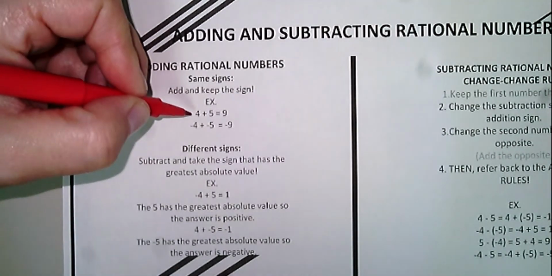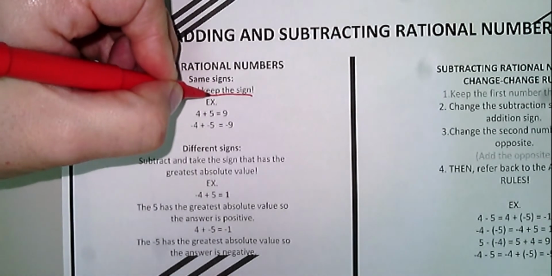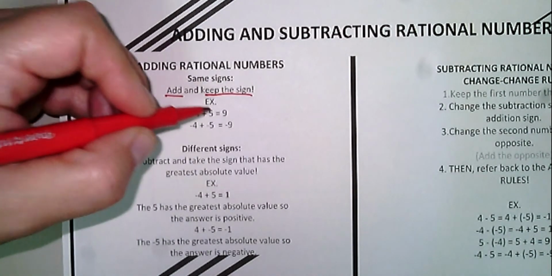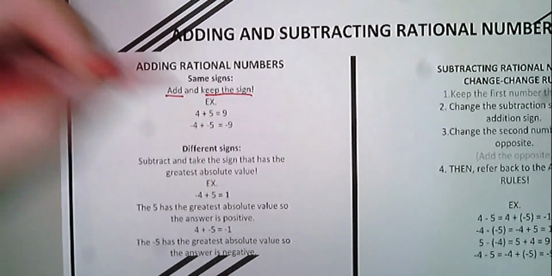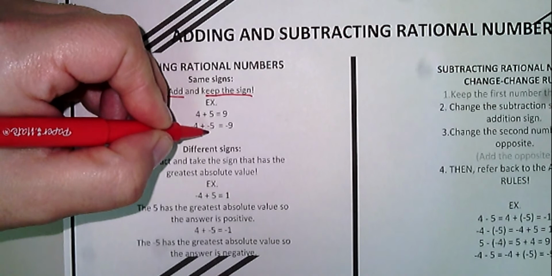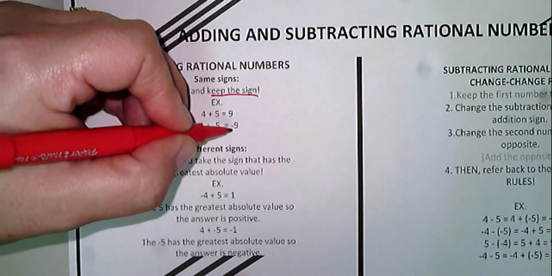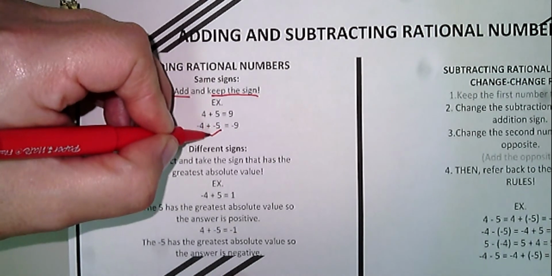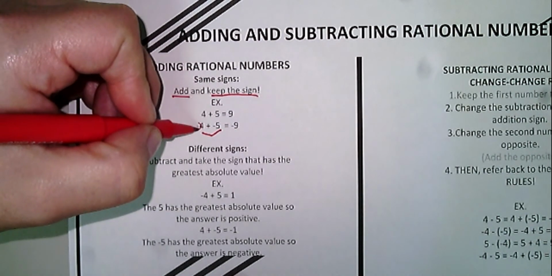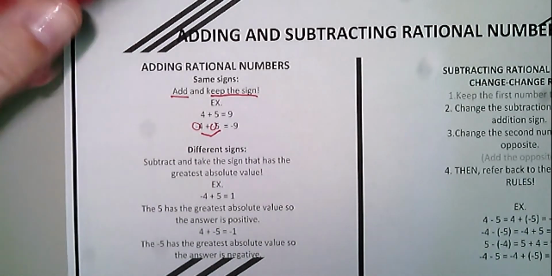Okay, so if you are adding rational numbers, it says if you have the same signs, which means they're both positive or they're both negative, you just add and you keep the sign. So if it's positive 4 and positive 5, 4 plus 5 is positive 9. The same goes if it's negative 4 plus negative 5, then negative 4 plus negative 5 is negative 9. So you add these two together and you keep the sign. Okay, so if you have a positive plus a positive, it is going to be a positive. If it's a negative plus a negative, it's just going to be a negative. And so you add them together.